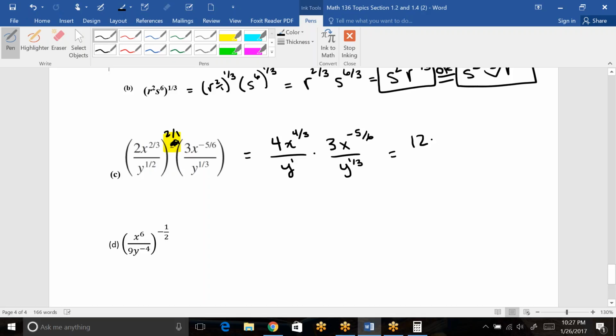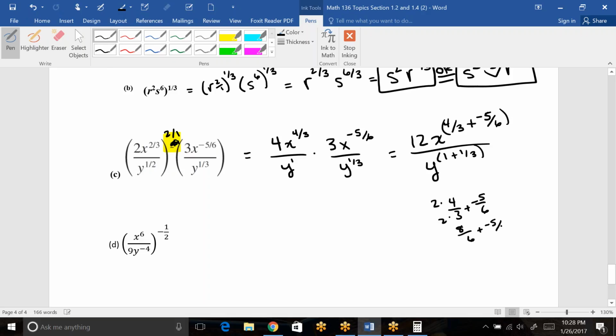When you try to multiply the x's together, you have to realize that x times x, you add the powers. So I'm just going to write what that would look like. I'm not done, I just have to write it out. So it's 4/3 plus negative 5/6. I'm going to have to simplify this exponent. And then the bottom would be y, again y times y, so I'm going to have a 1 plus a 1/3. So I'm going to do a little scratch work. 4/3 plus negative 5/6. Need a common denominator, so I'm going to times the first fraction by 2/2. So 8/6 plus negative 5/6 is 3/6, or 1/2.